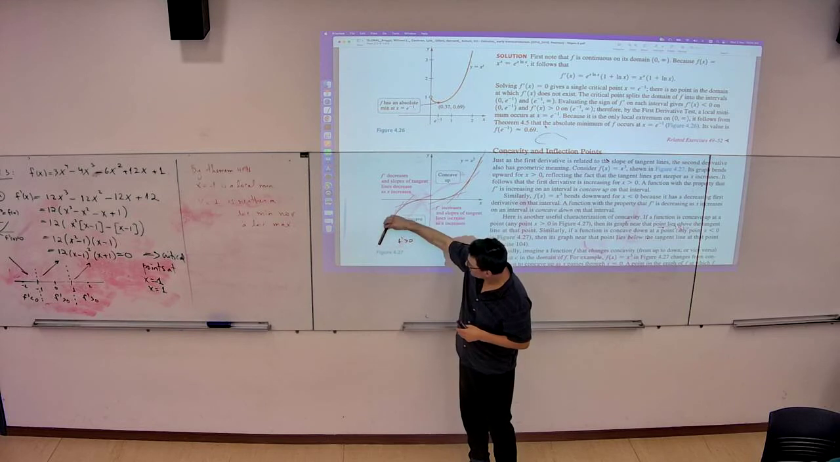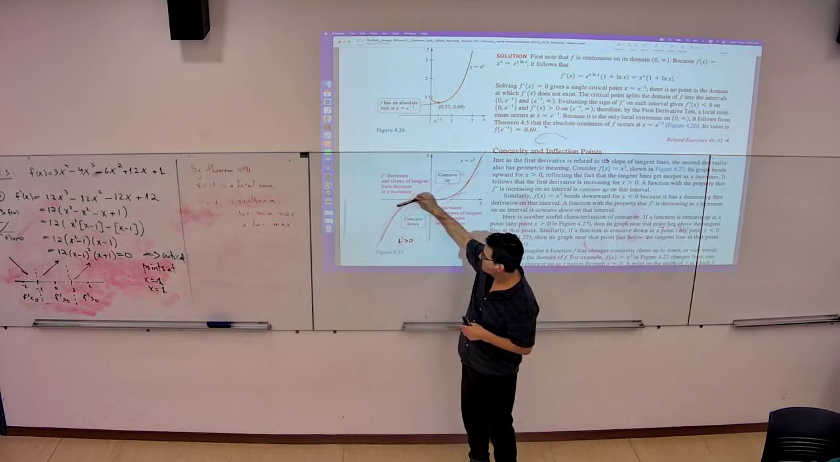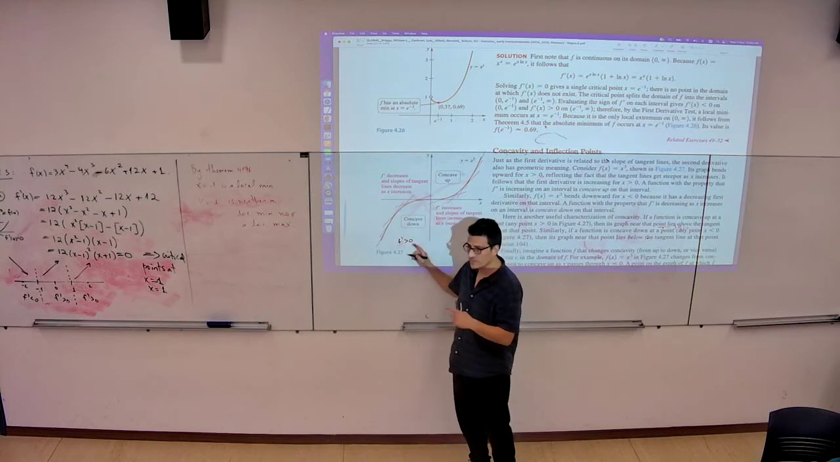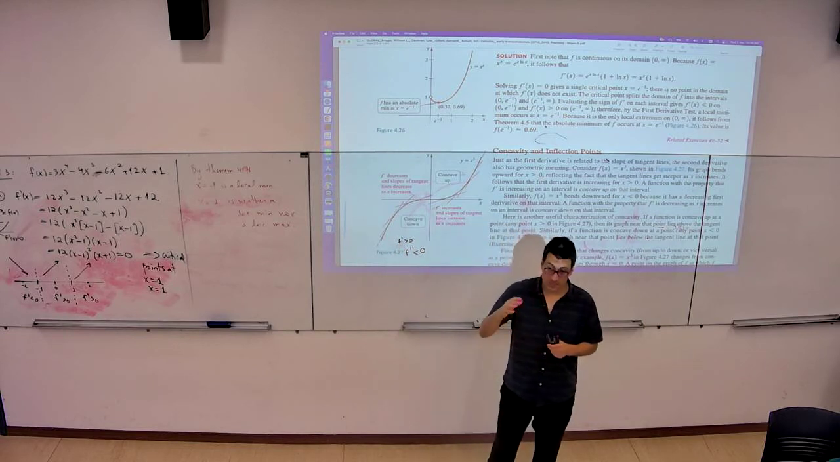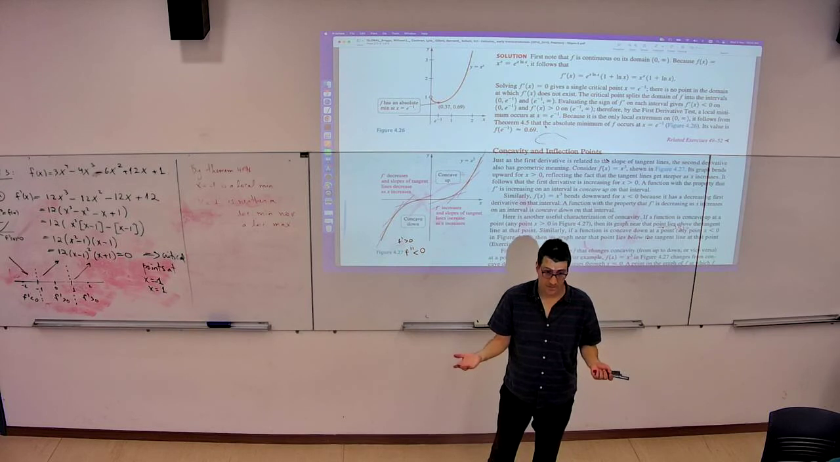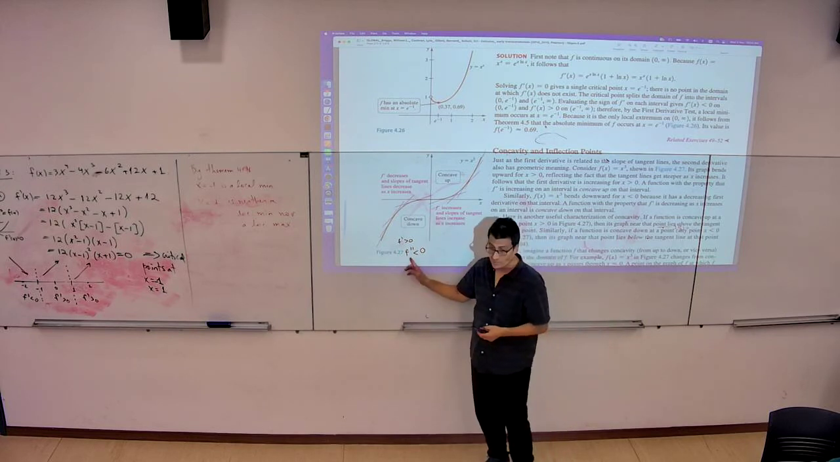The derivative function is decreasing. Because it's super positive here, then positive, but it's decreasing. It's getting to 0. So that means that the derivative of the derivative must be negative. Because the derivative function, even though it's positive, is decreasing. So if a function is decreasing, its derivative is negative. Alright? That means that the second derivative is negative.